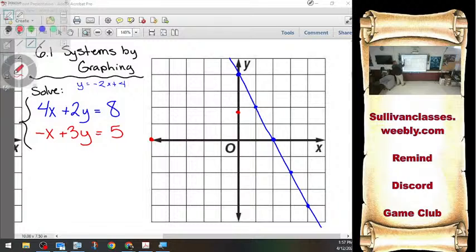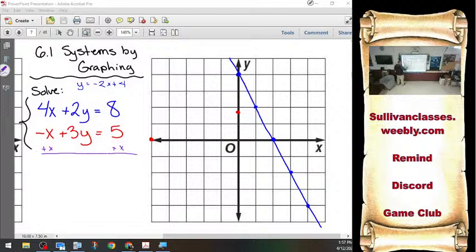If you don't like that, you can always add x. 3y is x plus 5, divide everything by 3, getting y is 1/3 x plus 5/3. So again, that y-intercept of 5/3, but now you got the slope to go with it.